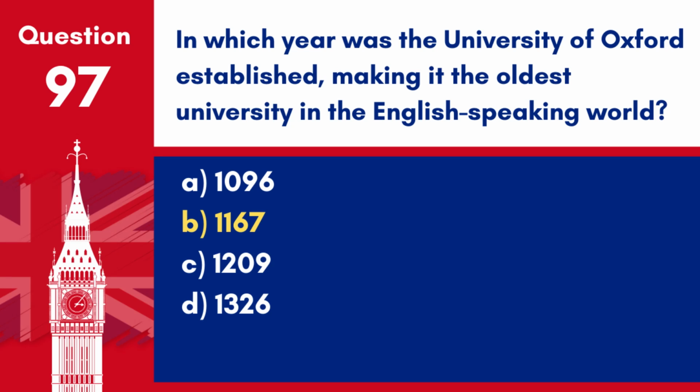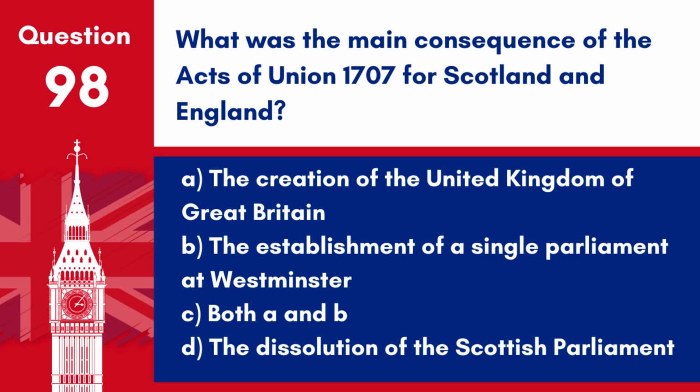Question 98. What was the main consequence of the Acts of Union 1707 for Scotland and England? A. The creation of the United Kingdom of Great Britain. B. The establishment of a single parliament at Westminster. C. Both A and B. D. The dissolution of the Scottish Parliament. Answer. C. Both A and B. The Acts of Union 1707 united the parliaments and crowns of Scotland and England, creating the United Kingdom of Great Britain, with a single parliament at Westminster.